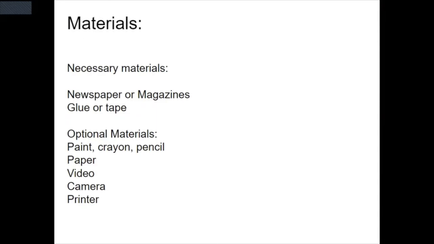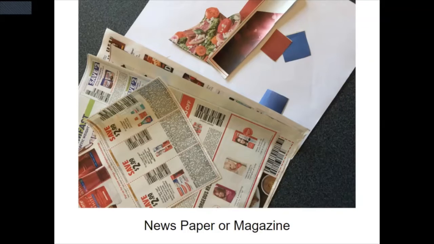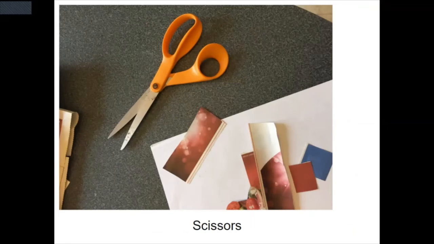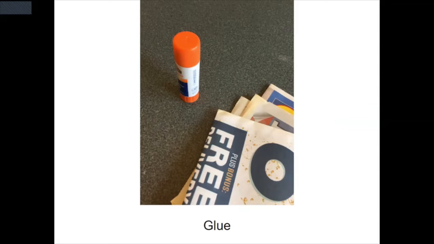For our project today, we're going to need to find some material. So you can pause at this screen if you'd like. Some sort of images, whether it's newspaper or magazines, and we'll need some glue and some scissors. Now, you may not have all of these things right now, so go ahead and get them. And you can use some optional materials too later. But let's just get started. So, newspaper or magazine, scissors, and glue.